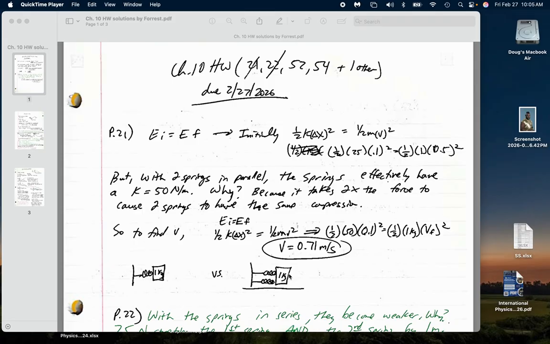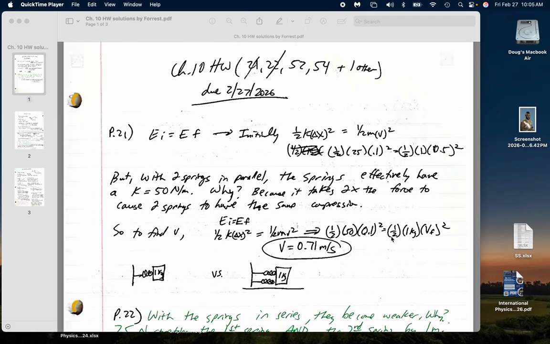Well, in this particular case, when we have two springs, they each have a spring constant of 25 newtons per meter, and therefore that acts like a single stronger spring with a spring constant of 50 newtons per meter. So if it's squished the same amount, 0.1 meters, and we have 50 newtons per meter as our effective spring constant, then that would equal the initial spring potential energy.